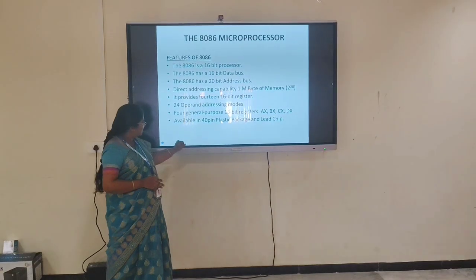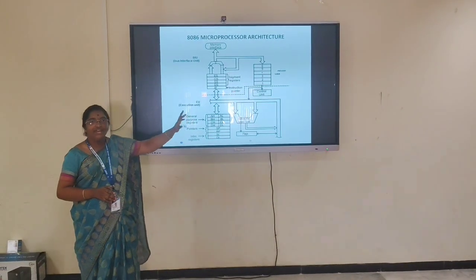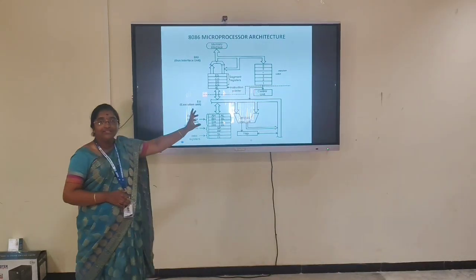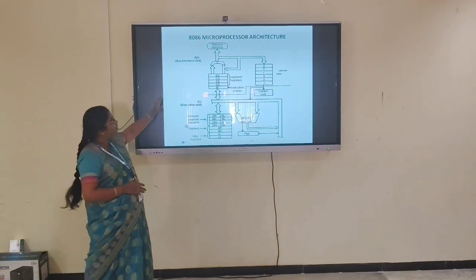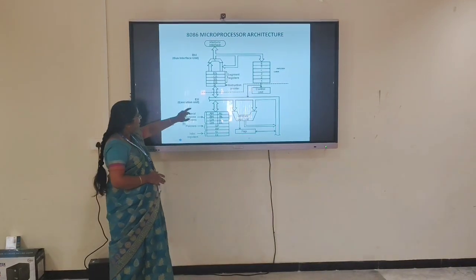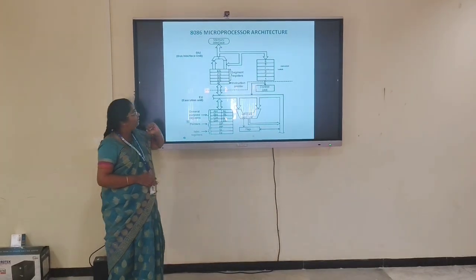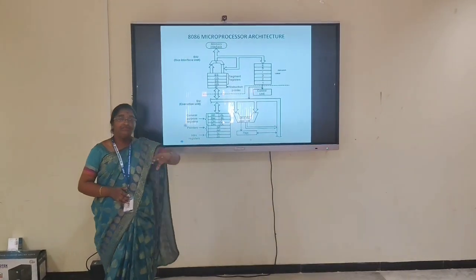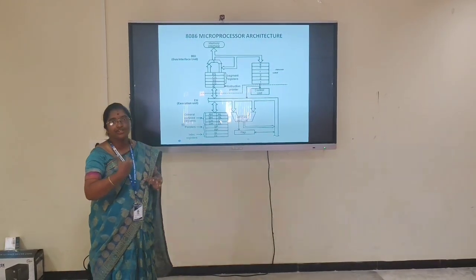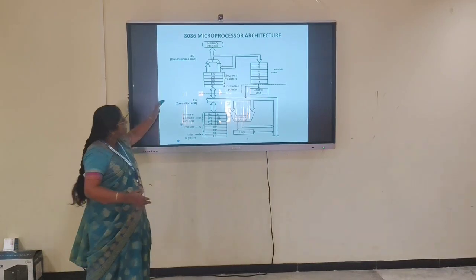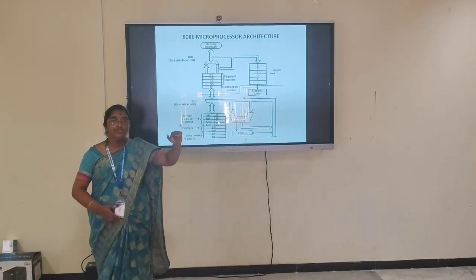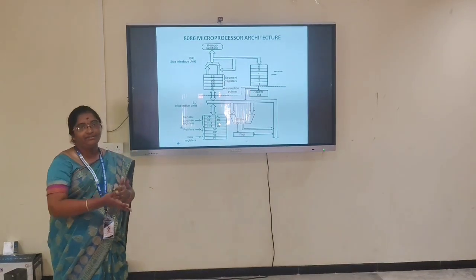Now we are going to discuss the architecture of the 8086 microprocessor. The 8086 microprocessor consists of two units. First we have the bus interface unit and then we have the execution unit. The bus interface unit is used to fetch the instruction from the memory and send it to the execution unit. The execution unit is used to execute it and produce the result.